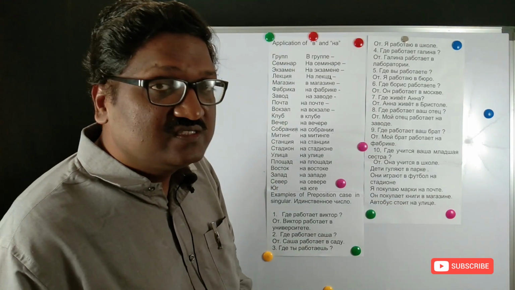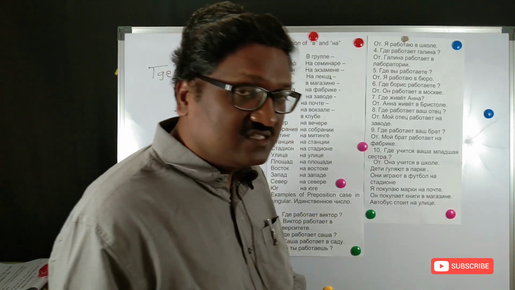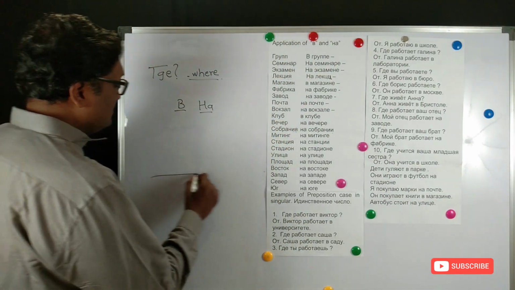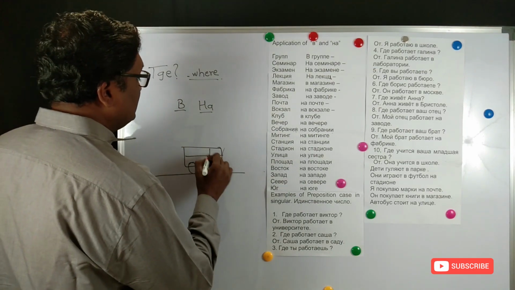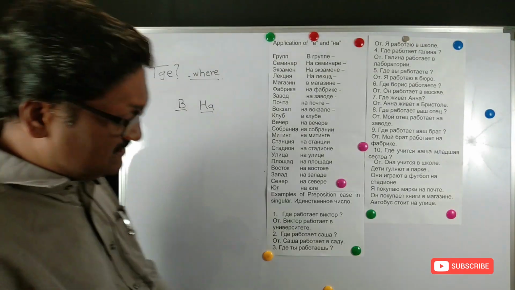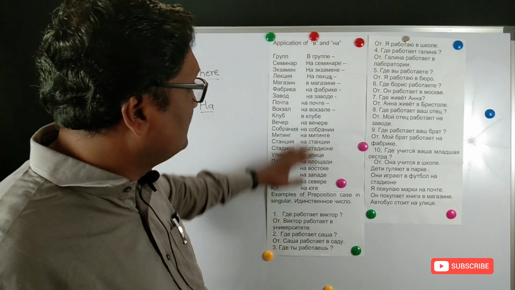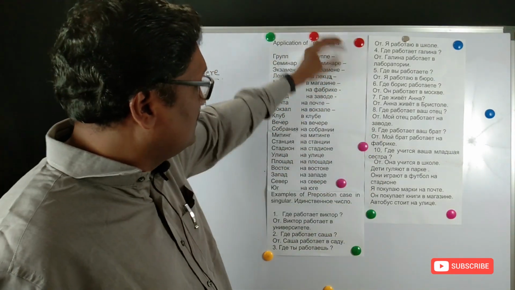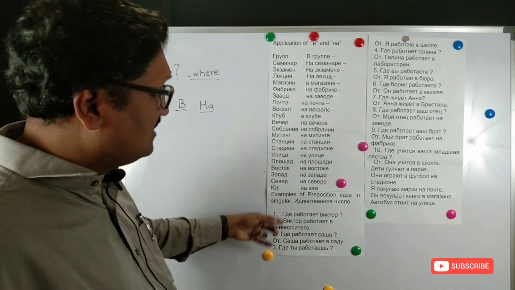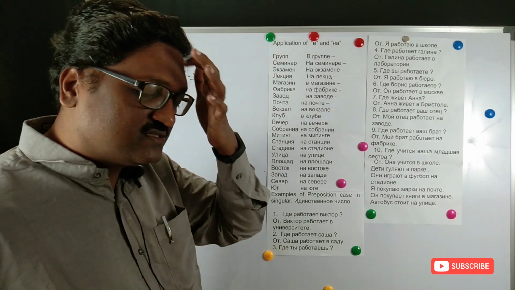Autobus stoit na ulitse. Na ulitse. Autobus. Gde stoit autobus? The bus is standing on the street. Autobus stoit na ulitse. So this is how the prepositional case is used. V and na is coming in the sentences. So please always remember where it is answering the question gde, where, and so far we have seen only preposition in the context of only the places.